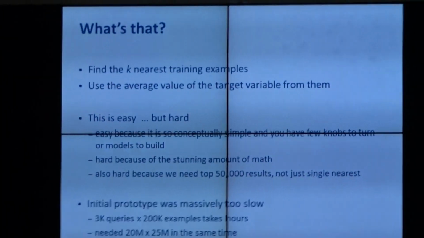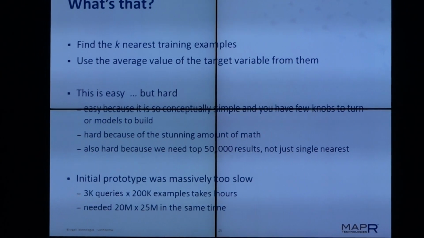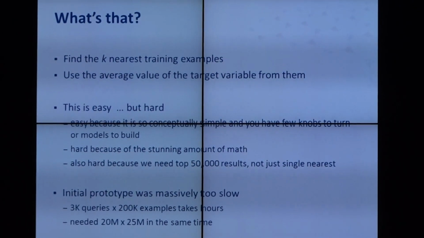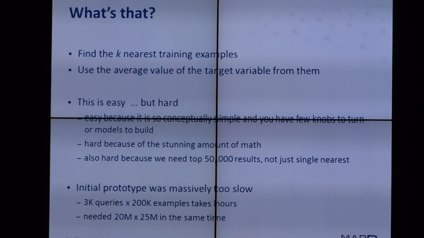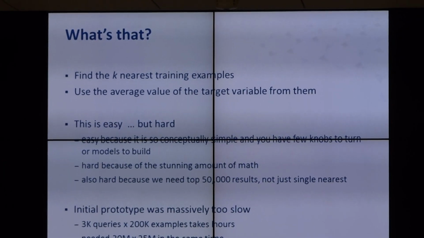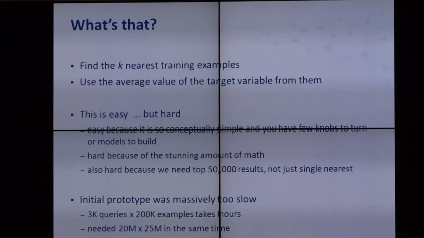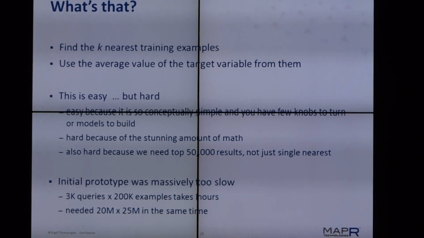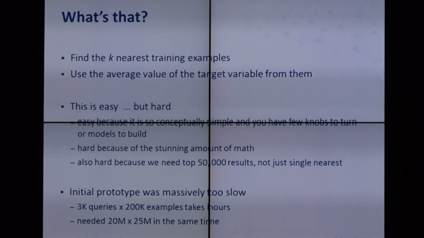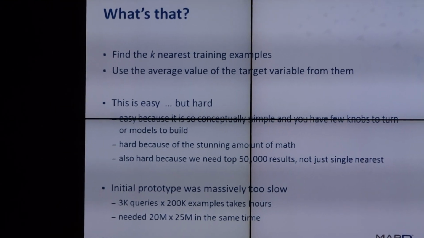And the initial prototype took 6 hours to do 3,000 queries against 200,000 elements. And that's how fast the customer wanted to do 20 million queries against 25 million reference vectors. So we're a nice, even million times too slow. How bad is that? Come on. I've delivered projects that were that much too slow. I'm sure. But this one, they really wanted it to be better.